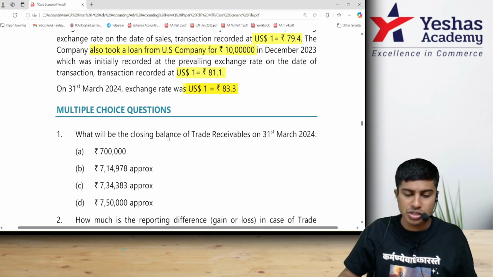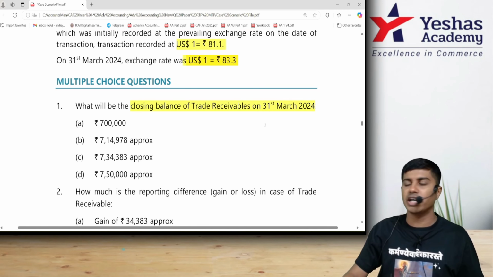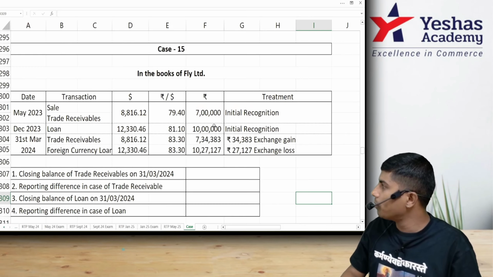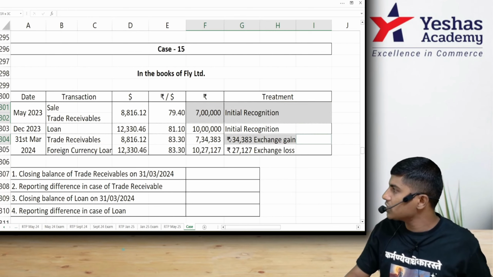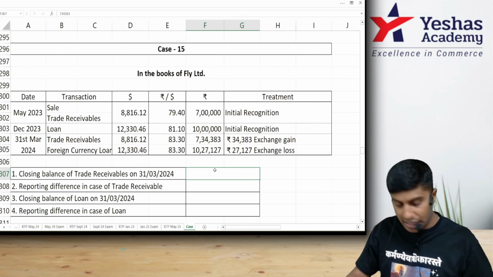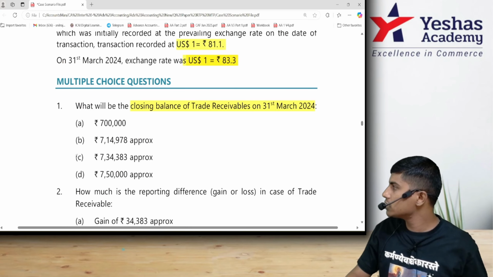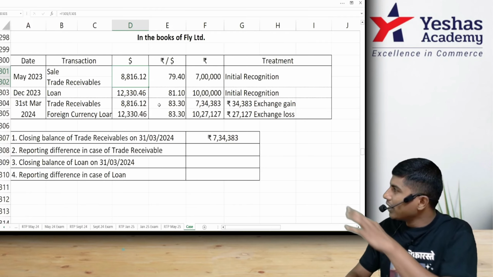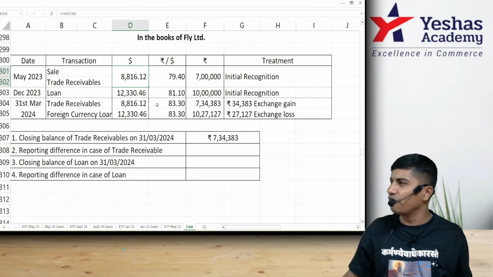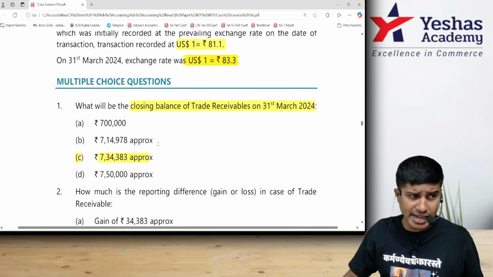Now let's see the MCQ questions. What is the closing balance of trade receivables on 31st of March 2024? Trade receivables was initially recognized at 7 lakh rupees. Now it's been restated to 7 lakh 34,383. Can I say the answer is 734,383, which is option C. They've given approx. Why? Because if you don't take the decimals, 0.12, we'll get some 20-30 rupees or maybe 100 rupees difference. That's still fine. But we got the exact answer.